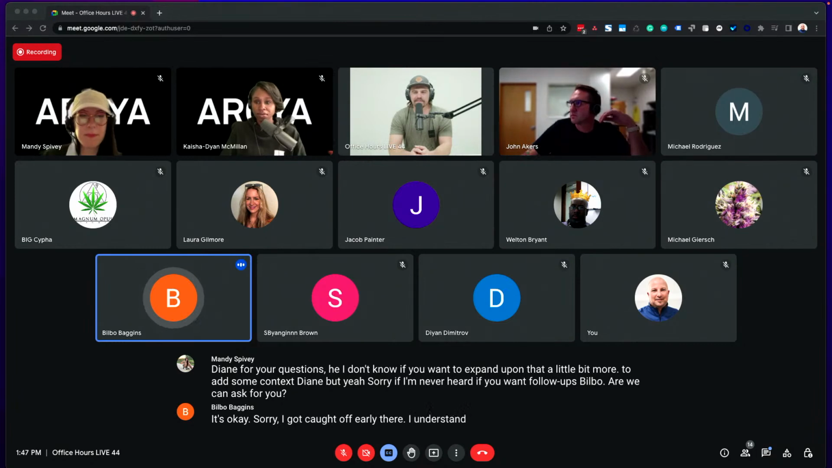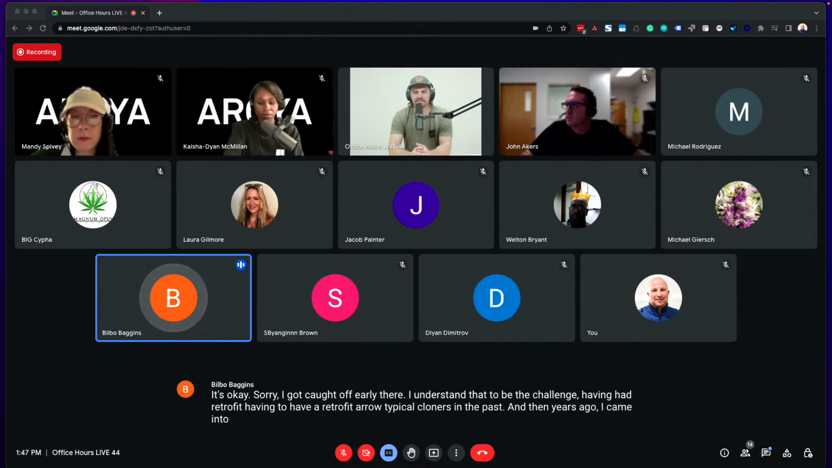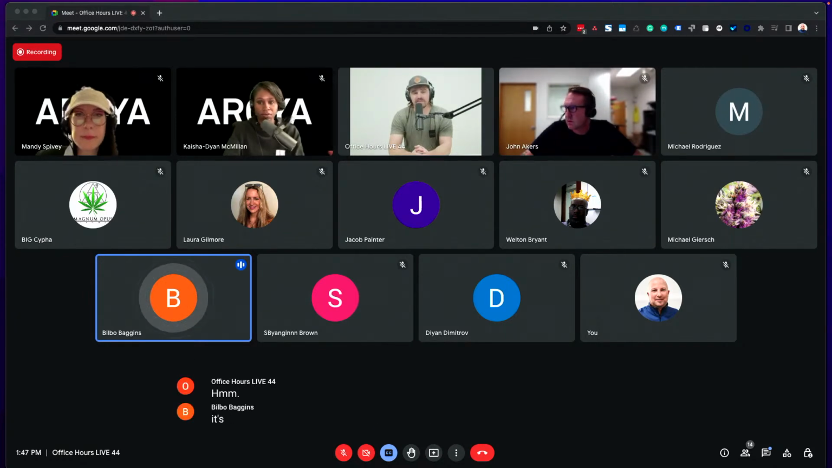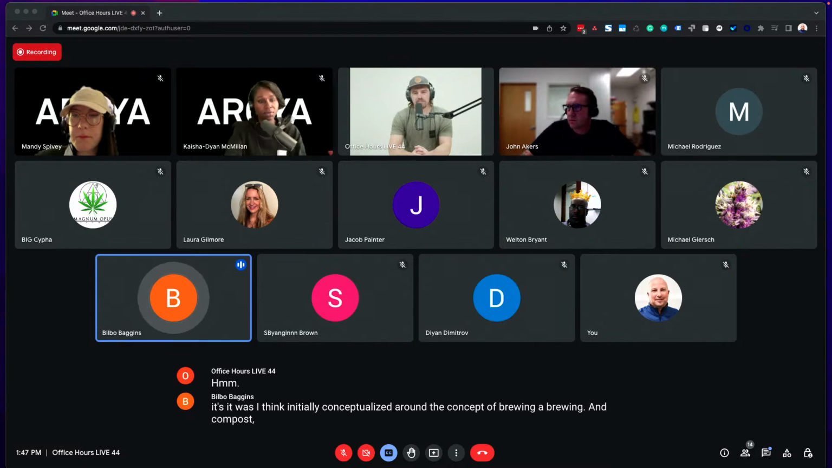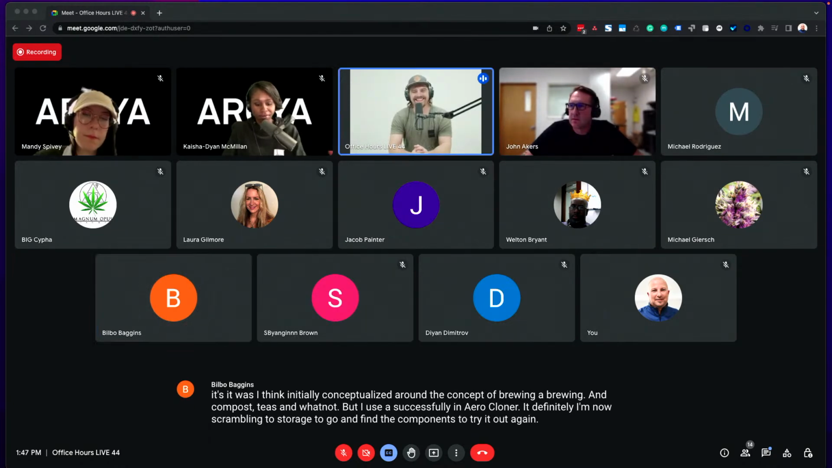I understand that to be the challenge, having to retrofit typical cloners in the past. And then years ago, I came into the knowledge of this product called the Dewey Mister. The Dewey Mister is just using air through a small device, so there's no moving parts. There is no effective misting, and I think it was initially conceptualized around brewing compost teas and whatnot. But I used it successfully in an aero cloner. I'm now scrambling to storage to go and find the components to try it out again.